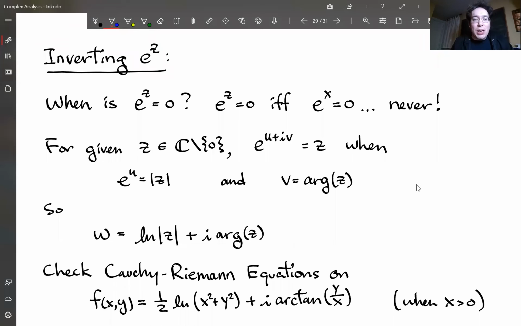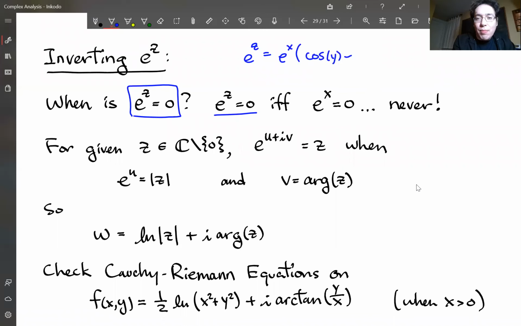Okay, so I like to start by talking about the log, which is the inverse of the exponential function. So let's try to undo what the function e to the z does. The first thing to note is, what happens when e to the z is equal to 0? Well, that could only happen... So remember, e to the z looks like this.